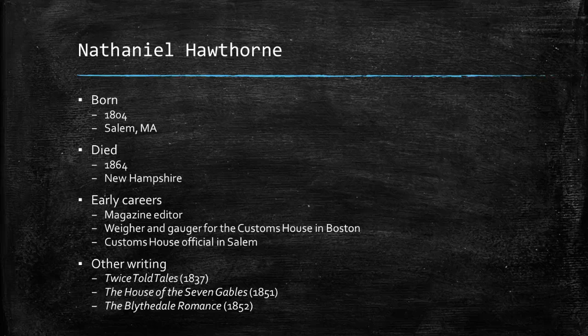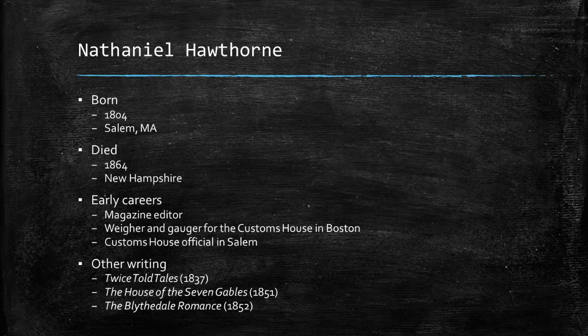In his early careers, he was a magazine editor. He was, for a time, the weigher and gauger for salt and coal for the Custom House in Boston. And then, as you're going to read about, he was a Custom House official in Salem. His other writing, in addition to Scarlet Letter, Twice Told Tales, published in 1837, was a collection of short stories. The Scarlet Letter came along in 1850.